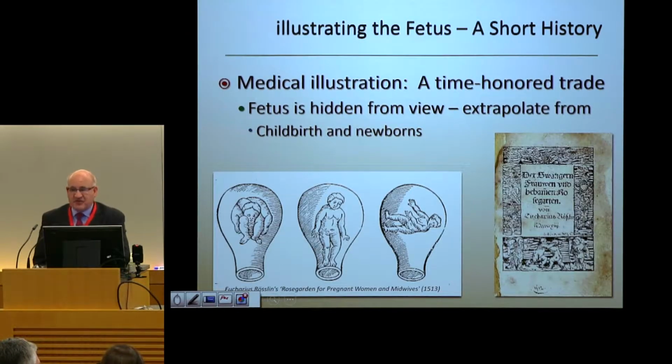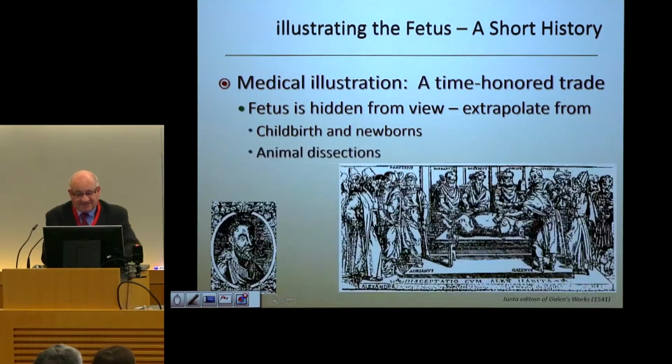The problem is that the fetus is kind of hidden. You really can't get to the fetus very well, and so throughout the ages, the fetus was pretty much not visible, and artists had to extrapolate from, for example, babies at birth. And here you see some 16th century images of what a fetus does not look like in utero at all.